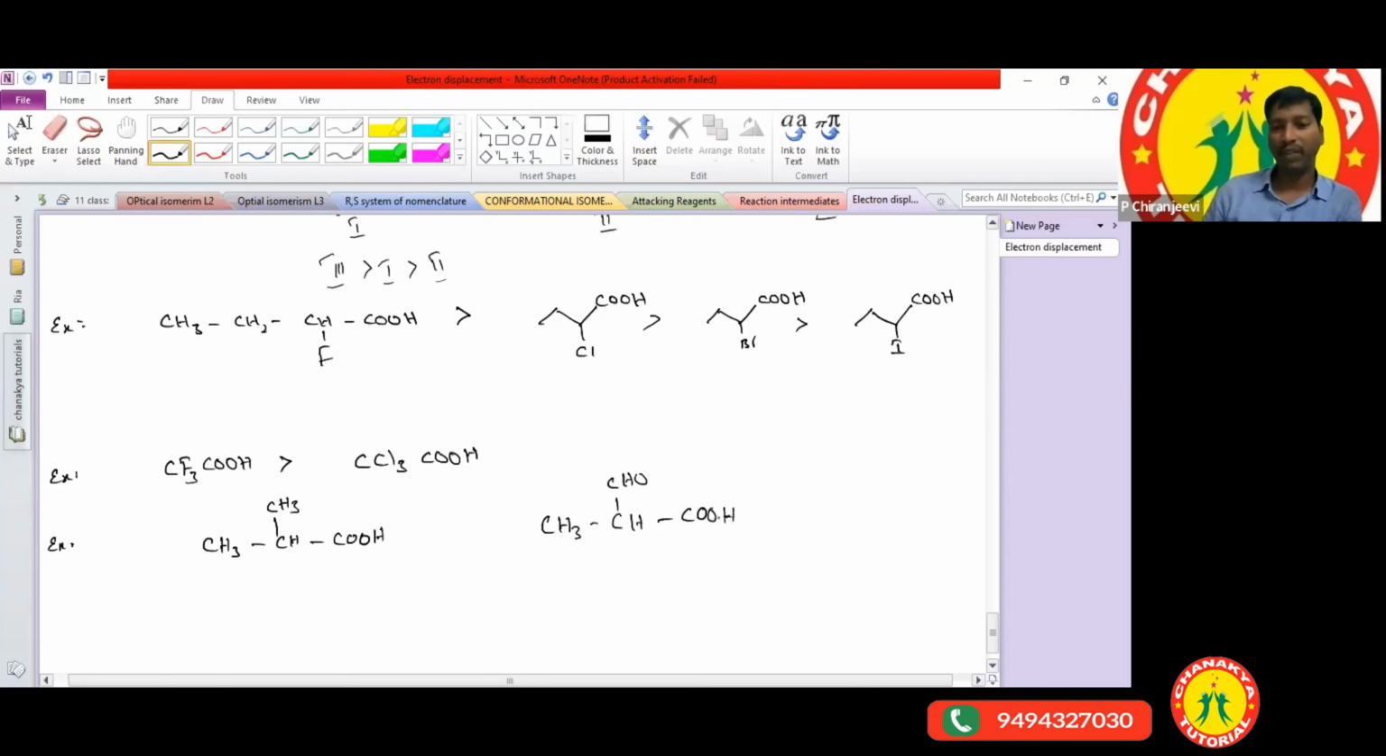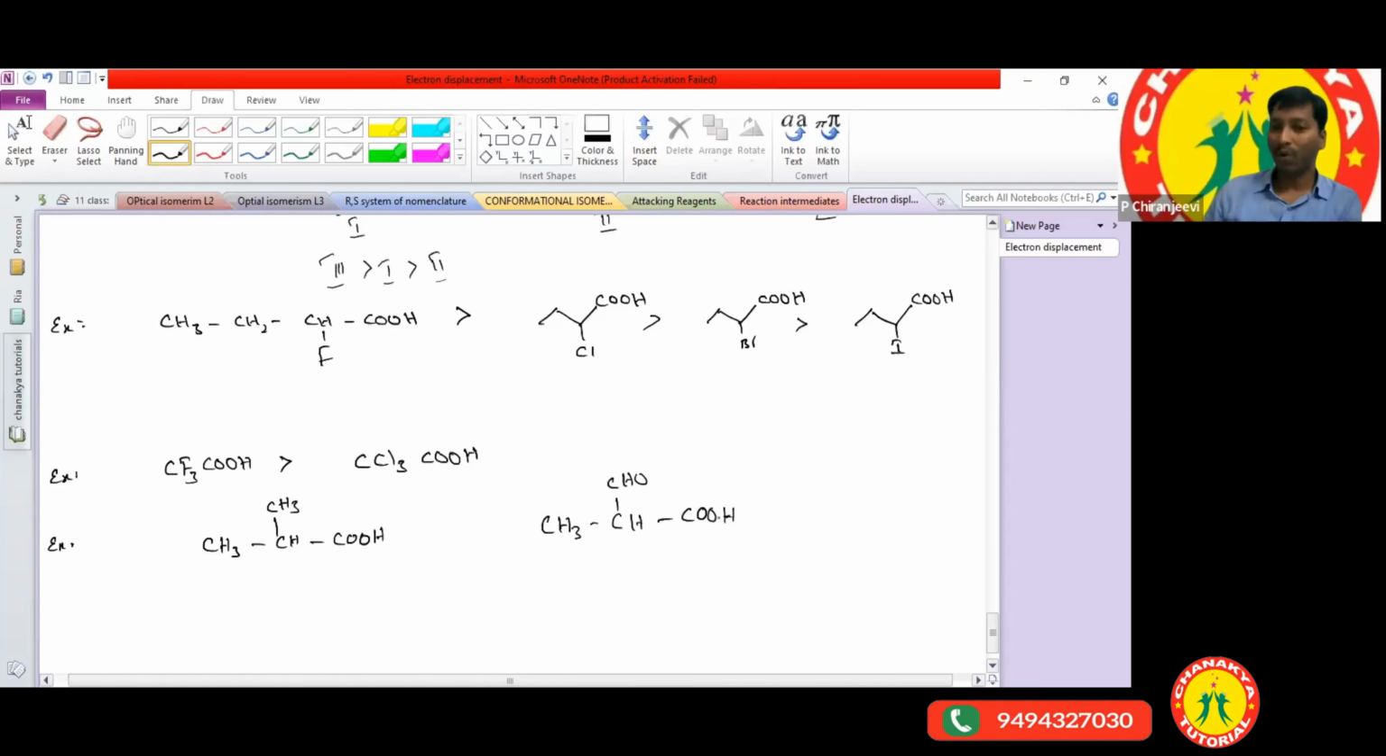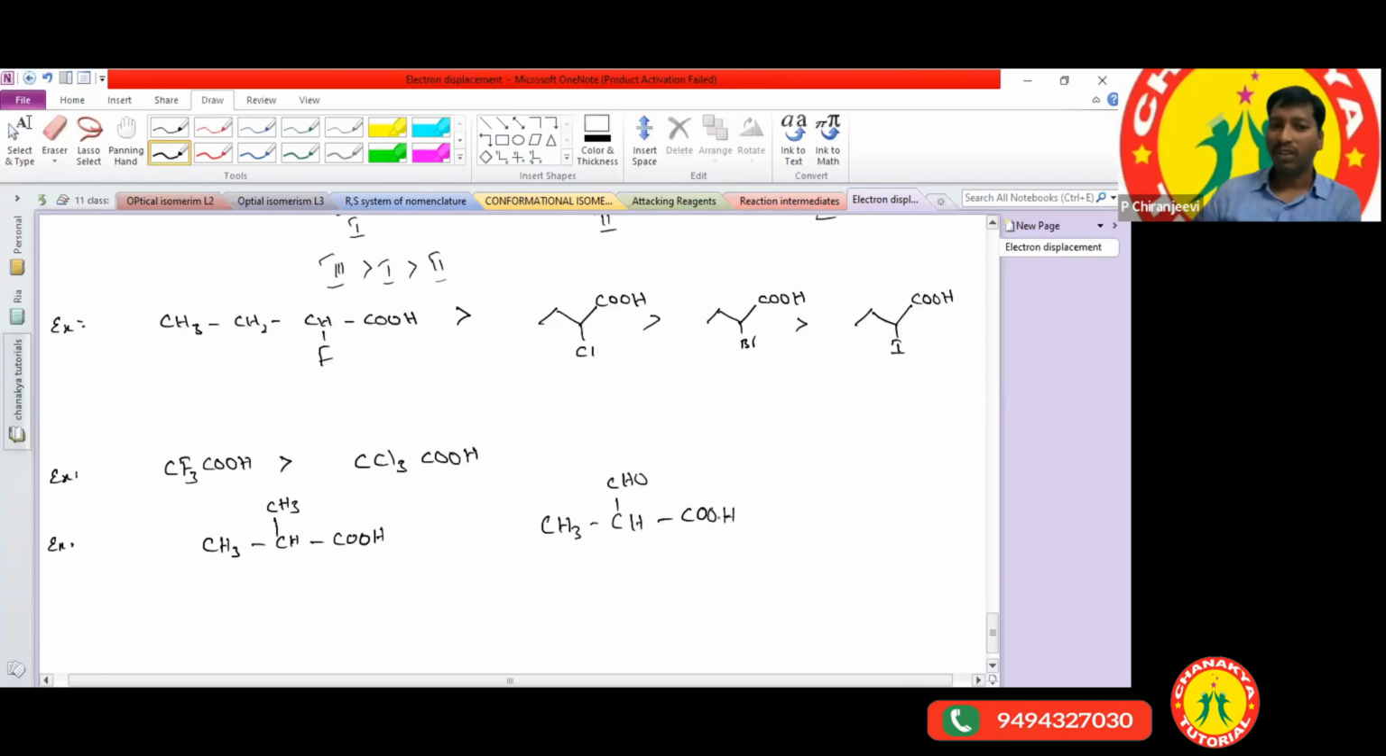Any one of you, which one is more acidic? I give two structures. Tanishq, Sirisha, Aditi. The second one, because it has an electron withdrawing group. The CHO group is the electron withdrawing group. So why not the first one, ma? Because there is an alkyl group, which is an electron releasing group. Very good, Aditi.